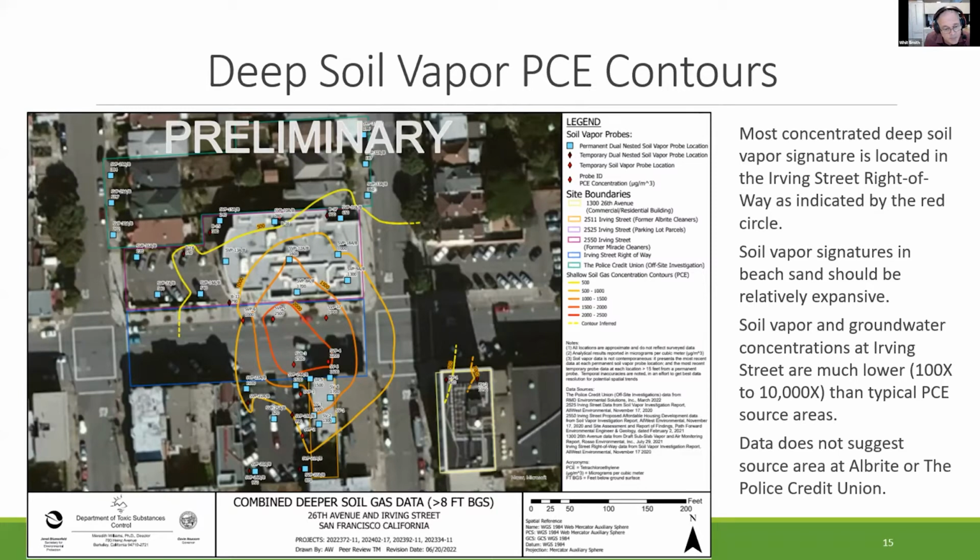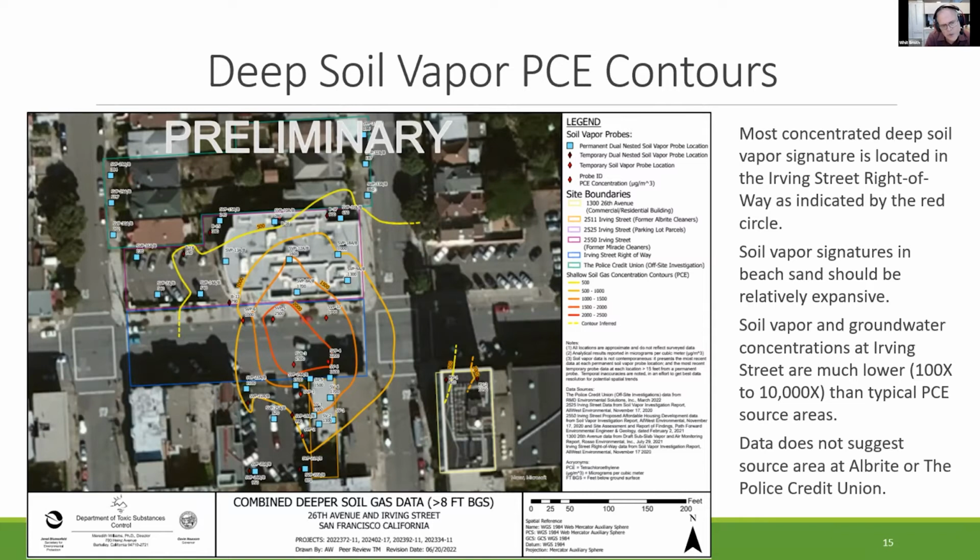One, because it's deeper, so it's expected to be spatially closer to a hypothetical PCE release. PCE is a liquid that's denser than water, and when released in a beach sand type matrix like this, it would tend to migrate vertically under its own weight, potentially displacing water that's in the pores between the sands, and making its way down to the water table, where those pores are full of water. What we call the water table in common parlance.